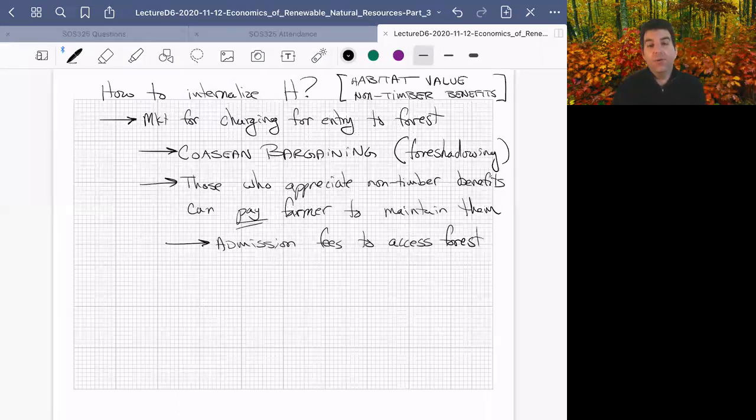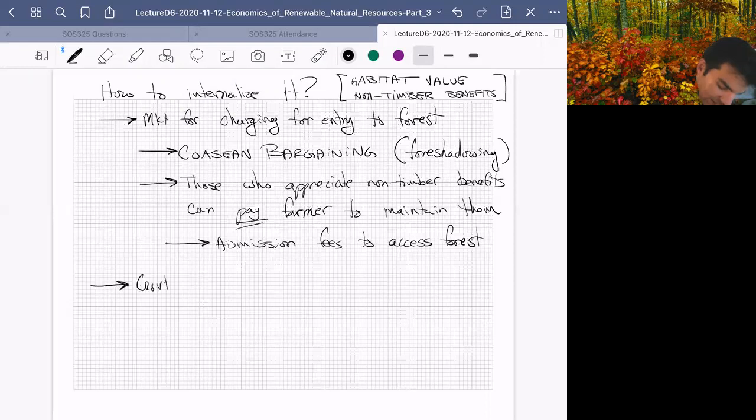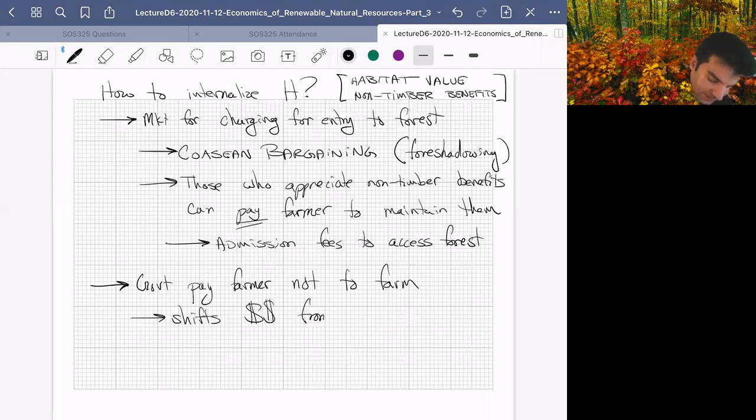That's one way you could think about it. Or you could have the government step in and do something similar. So you can actually have the government pay farmer subsidies not to farm. And this shifts costs from taxpayers to farmer.